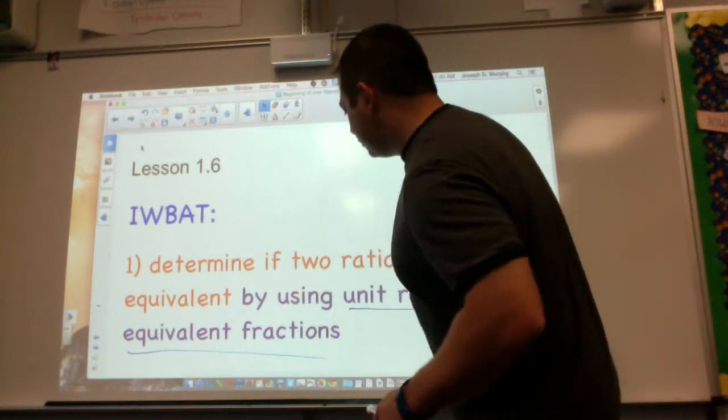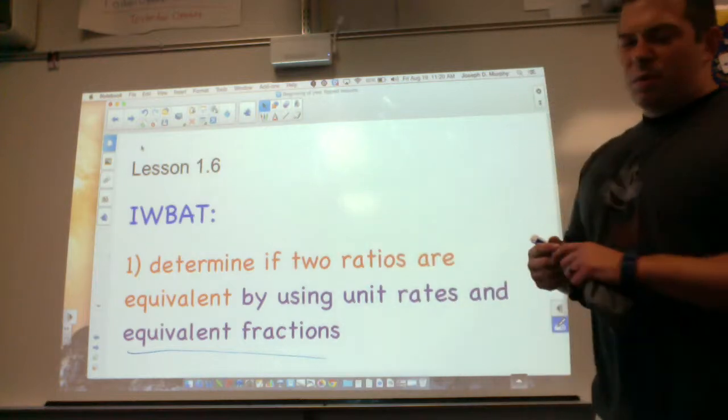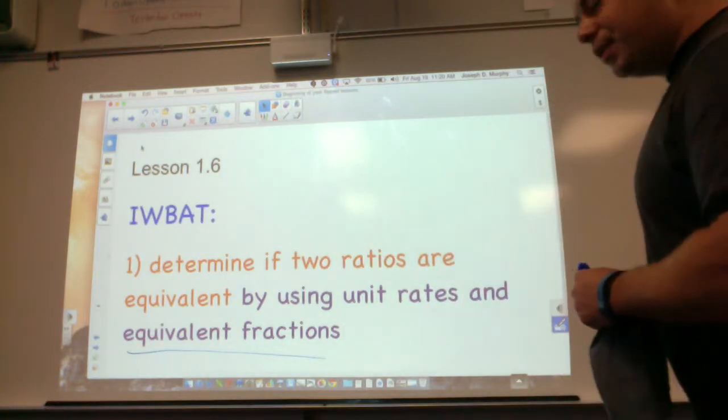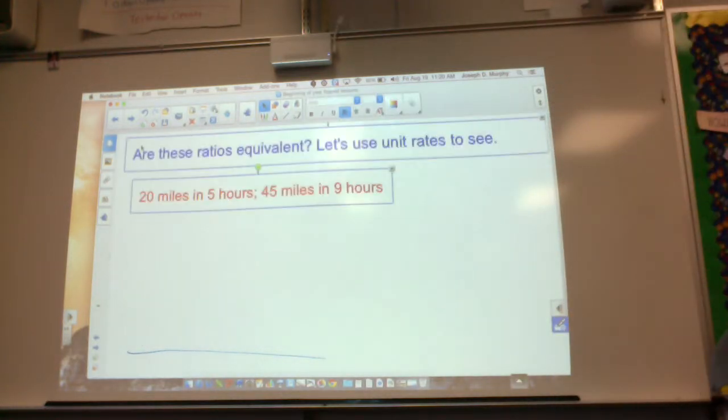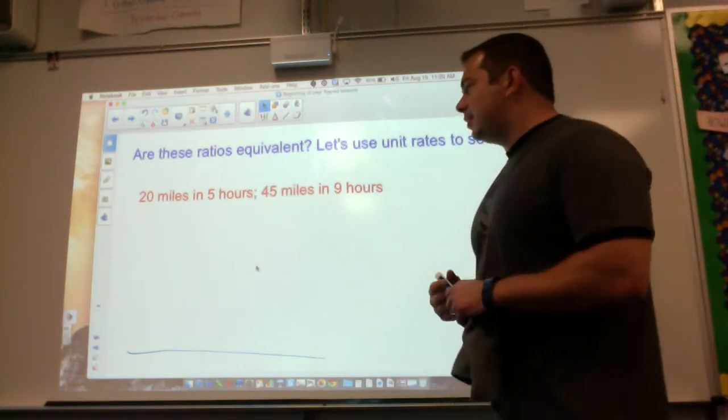How about by using equivalent fractions? Alright, well, we'll get into that part later. Let's just start off by using the unit rates. Alright, so are these ratios equivalent? Let's use unit rates to see.